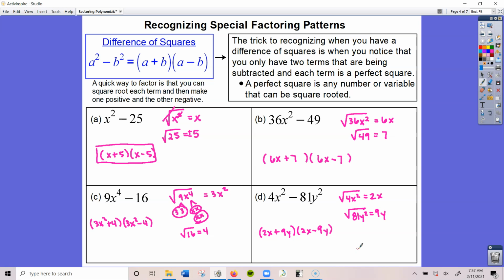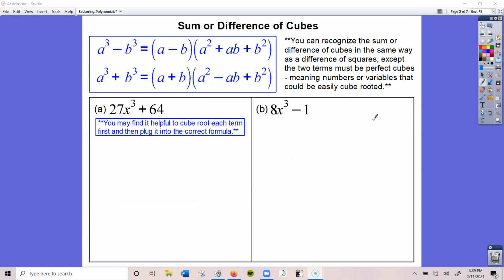Now we're going to look at a sum or difference of perfect cubes. A perfect cube is any number, just like a perfect square is any number that can be easily square rooted. A perfect cube is any number that can easily be cube rooted, meaning that you need 3 identical numbers that give you the number that is a perfect cube. So for example, 8 is a perfect cube because if I cube root it, you get 2.